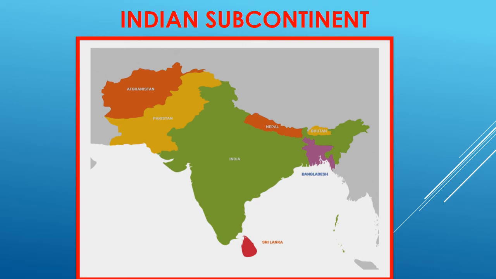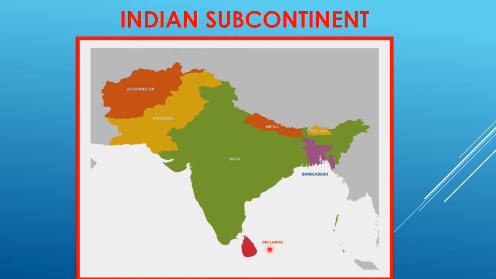Now children, this is a map of the Indian subcontinent. Which are the countries included in the Indian subcontinent? They are Pakistan, you can see here, then Nepal, of course India, then Bhutan, Bangladesh and Sri Lanka. These countries, which are now separate countries, were once one whole mass which was called the Indian subcontinent. Afghanistan is not included in it.